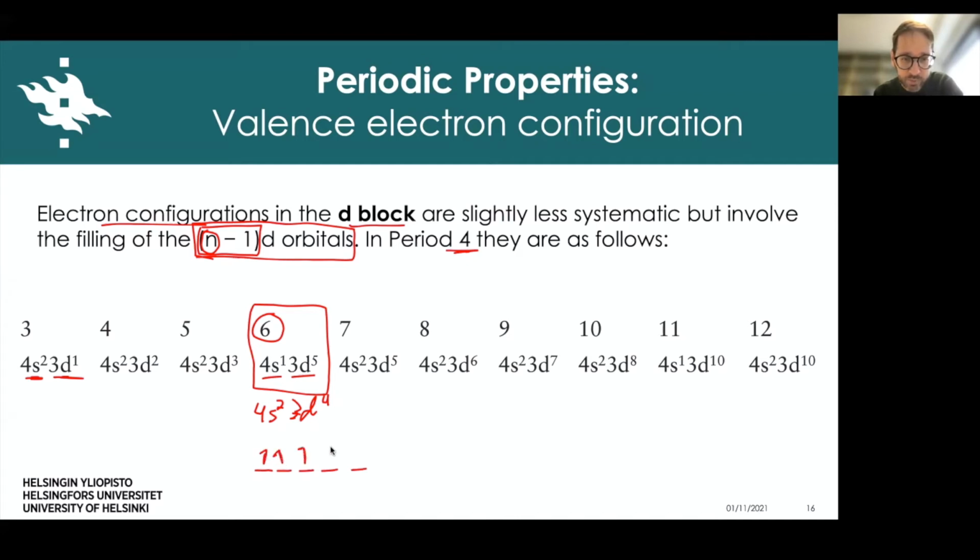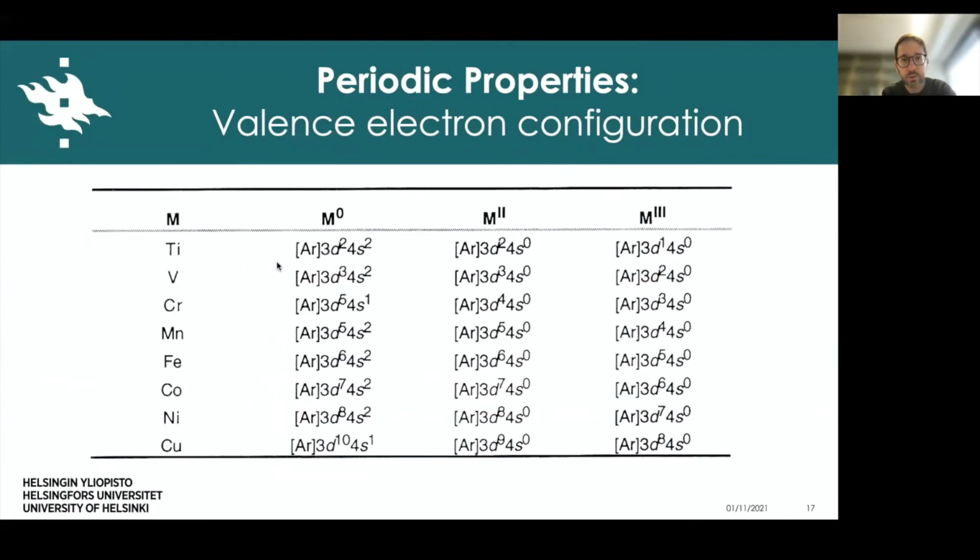So if we have d5, by the promotion of this electron from the s level to the d level, then we have completely half filling of the orbitals, which gives an increased stability, and that's why this happens. And the energy levels for 4s and 3d are close to each other, so that's why this is possible. So for example, for group 8, it's 4s2 3d6. So we have the filling of the n-1 d orbitals.